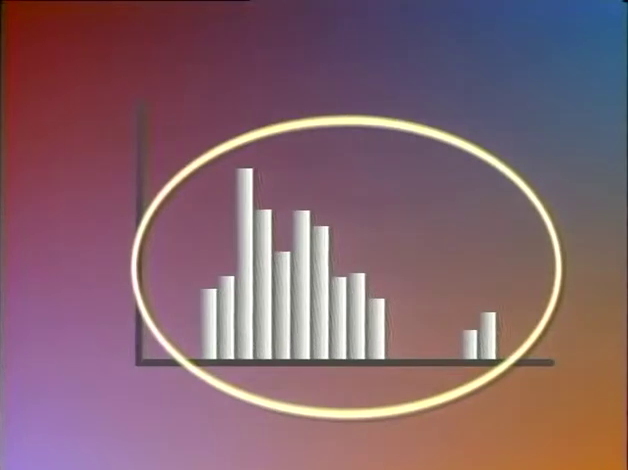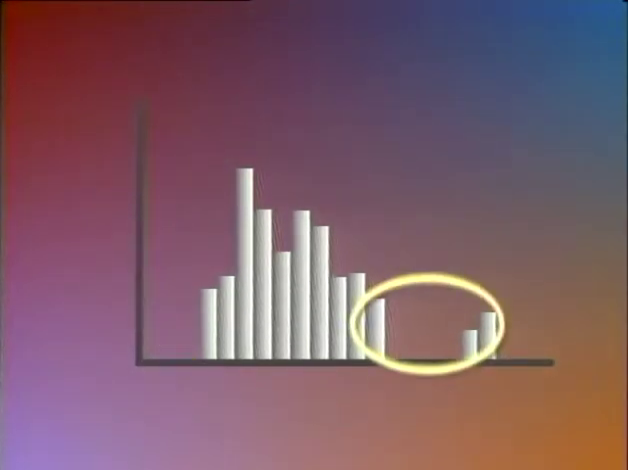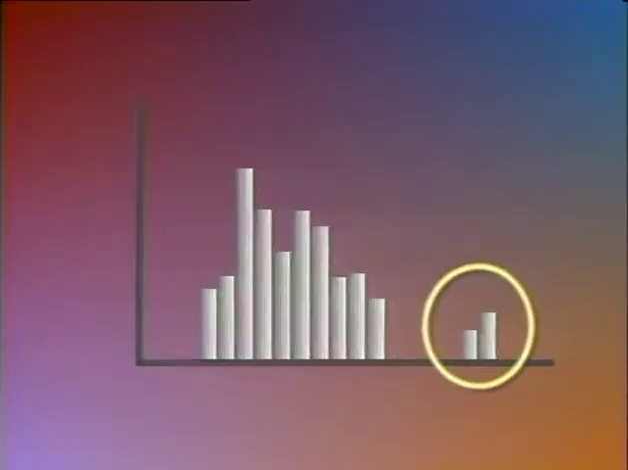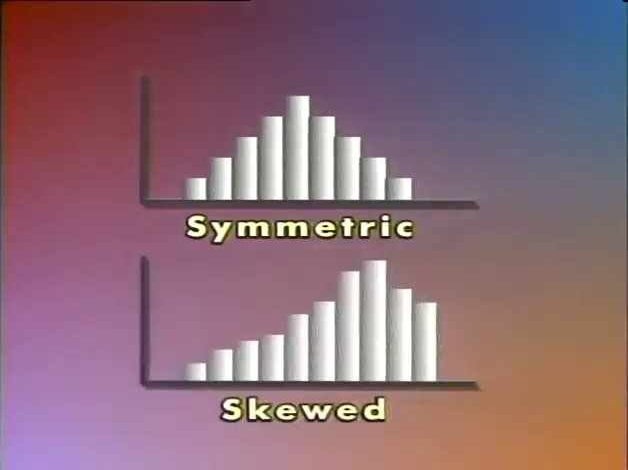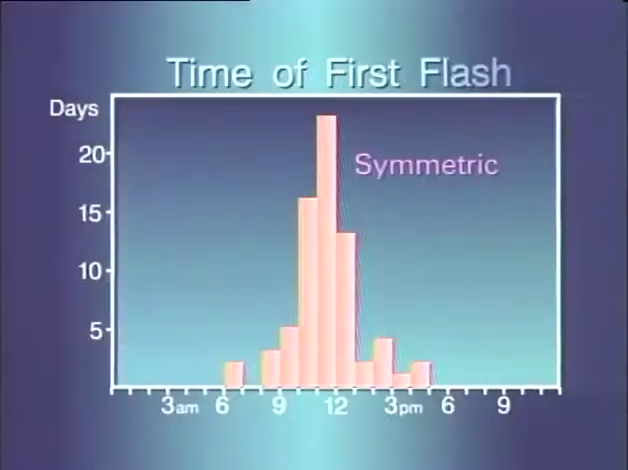Once we've constructed a histogram, we can immediately begin to get information from it. First, look for the overall pattern, and then look for deviations from that pattern, such as gaps or outliers. Two important types of overall pattern are symmetric and skewed. The histogram of the time of first lightning flashes was approximately symmetric.